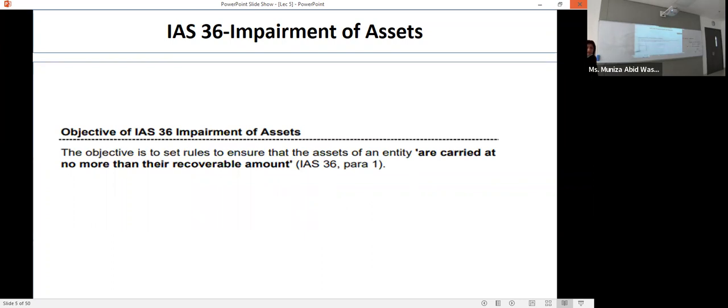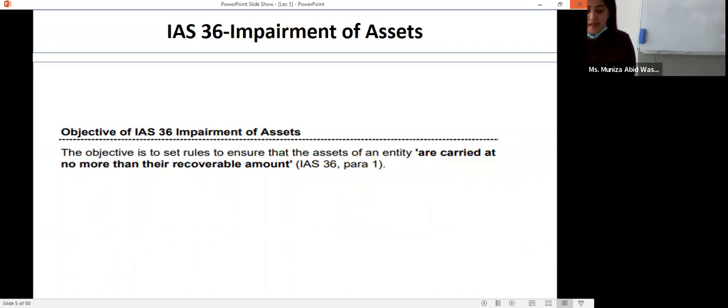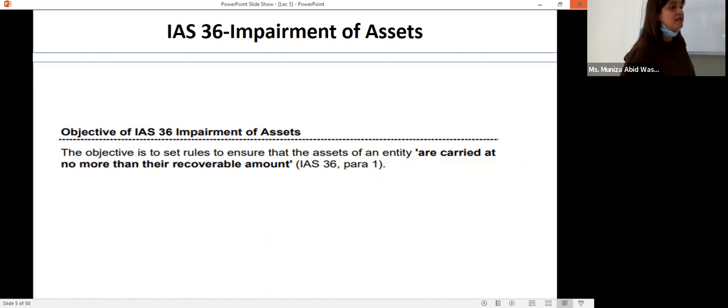What is the objective of IAS 36, impairment of assets? They say the objective is to set rules to ensure that the assets of an entity are carried at no more than their recoverable amount. This is the language of the standard. The objective of IAS 36 is that you should not be recognizing your assets in your books of accounts more than their recoverable amount. If your recoverable amount is lesser than your carrying value, then obviously your assets have to be recognized at the recoverable amount. Carrying value would not be recognized in your books of accounts anymore. So this is the objective of IAS 36.